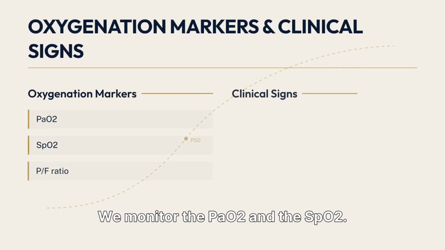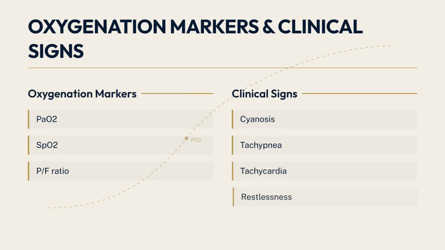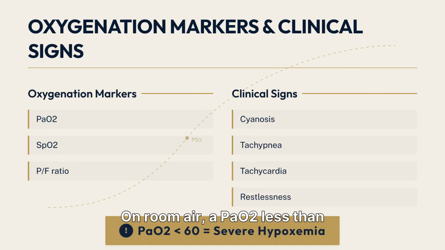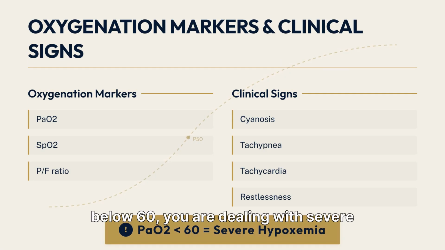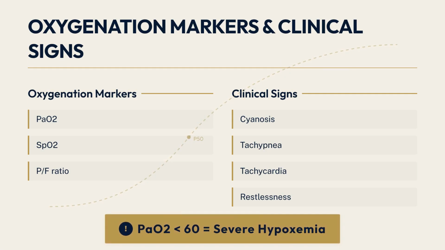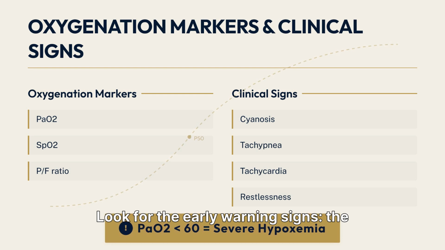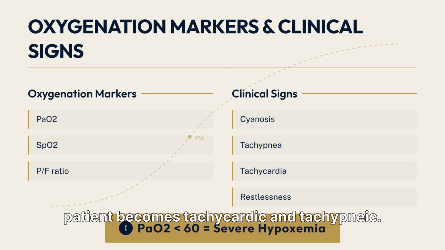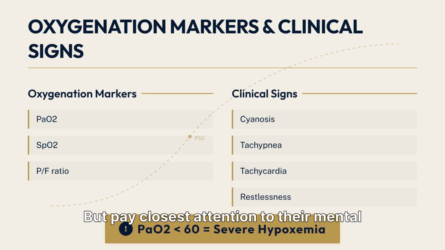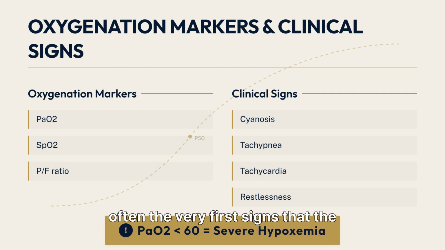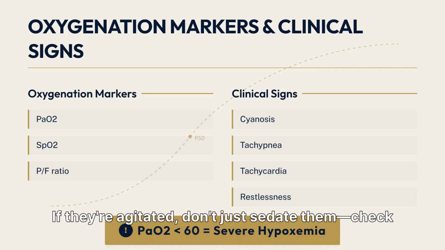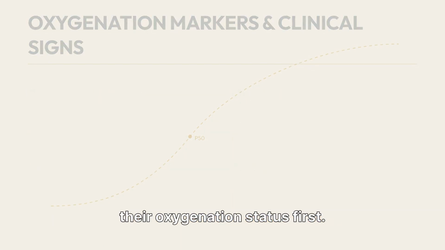Once ventilation is stable, we move to oxygenation. We monitor the PaO2 and the SpO2. On room air, a PaO2 less than 80 is abnormal, but once it drops below 60, you are dealing with severe hypoxemia. Look for the early warning signs. The patient becomes tachycardic and tachypneic, but pay closest attention to their mental state. Restlessness, anxiety, or an altered sensorium are often the very first signs that the brain isn't getting enough oxygen. If they're agitated, don't just sedate them. Check their oxygenation status first.